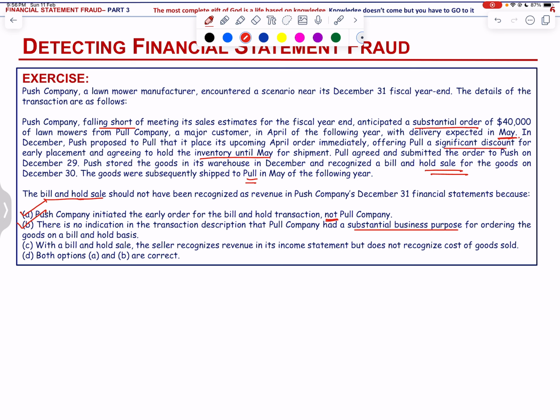Option C. With a bill and hold sale, the seller recognizes revenue in its income statement but does not recognize cost of goods sold. Now, option C is incorrect because in a bill and hold sale, the seller typically recognizes the cost of goods sold along with recognizing revenue. So, therefore, the correct response would be option number D, as it accurately reflects the combined correctness of A and B. So, option D is the correct answer.